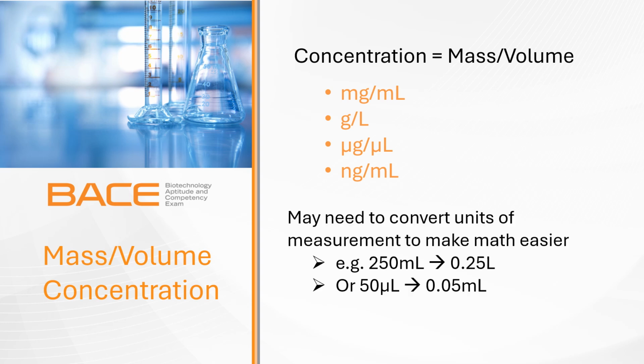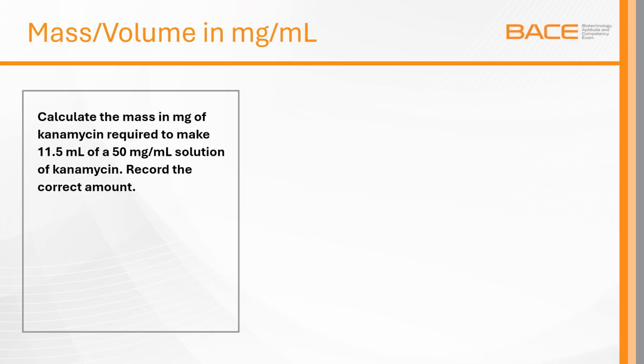Convert units if necessary, so you can cancel them out correctly during your calculation. You should be able to easily convert, for example, 250 milliliters to 0.25 liters, or 50 microliters to 0.05 mL. Remember, we can arrange the formula to solve for mass. Concentration times volume equals mass.